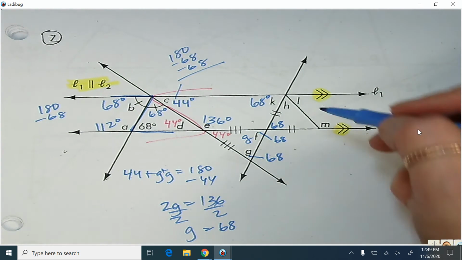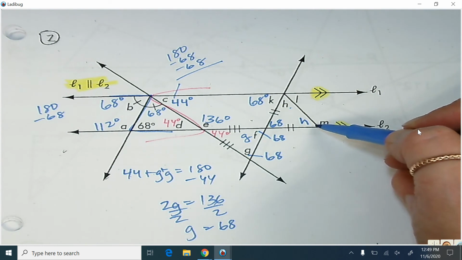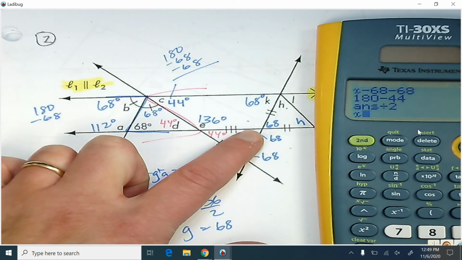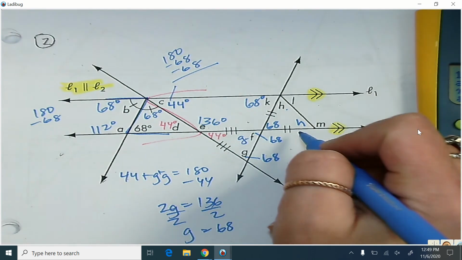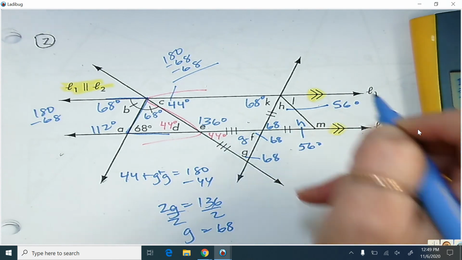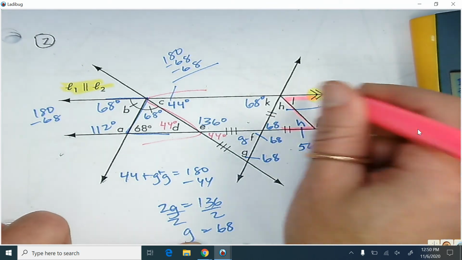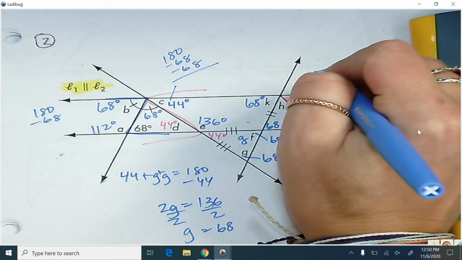And then if this is H, this is H, so these make an isosceles triangle, so you're going to do the same thing again. This time you could just do x minus 68 and then divide by 2, and you're going to get 56. So that's 56 degrees. H is 56 degrees. And then L is also 56 degrees because they're alternate interior. So you really kind of have to be a visual person to do these successfully. H is 56, L is 56, alternate interior angles.